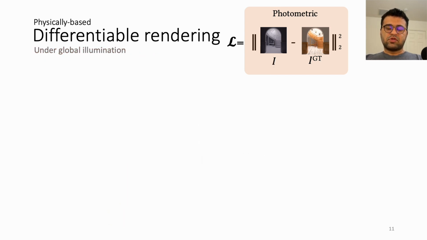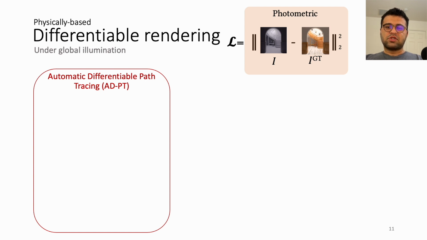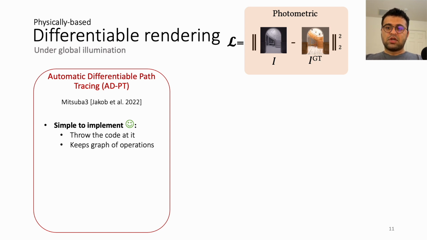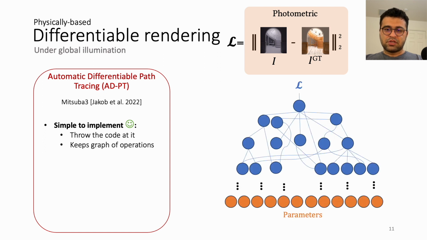So let's talk about two existing differentiable rendering algorithms that solve for global illumination. The first is automatic differentiation of path tracing, or ADPT, which is basically naively differentiating a path tracer using generic automatic differentiation, like what you can see in Mitsuba 3. AD is very simple to implement because you can just throw your code at it and it computes the derivatives for you. Internally, AD keeps a graph of all operations, which is then traversed to propagate the gradients of the loss to the scene parameters.